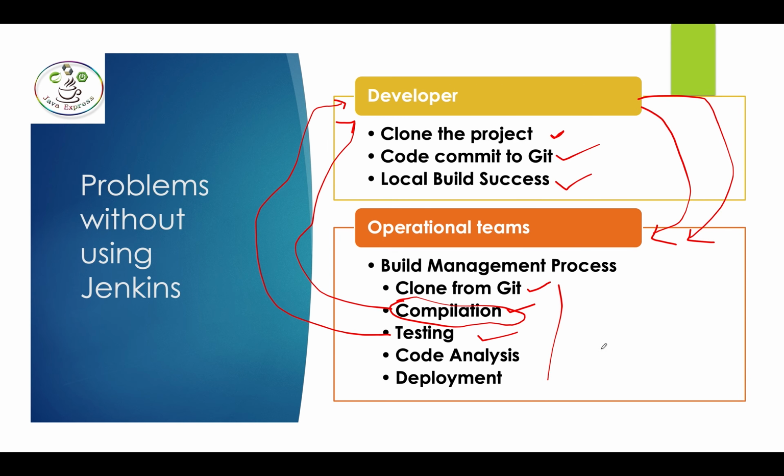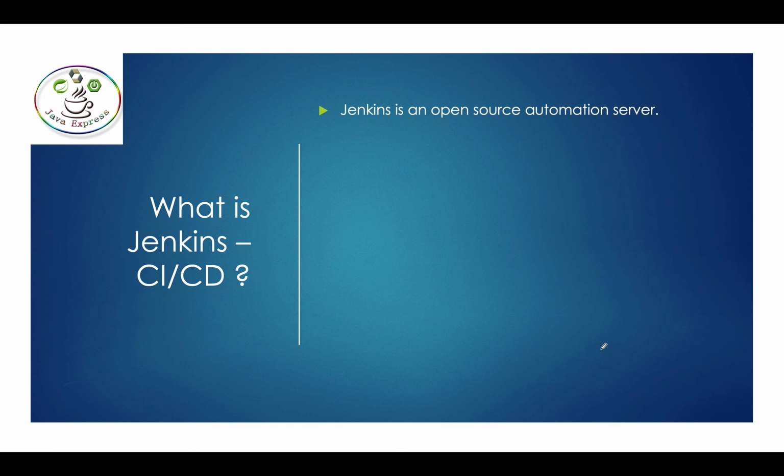Okay, now we'll come to the picture. Now why did Jenkins come into the picture? Okay, now what is Jenkins? Everyone knows it is CI/CD, continuous integration and continuous delivery. Okay, first point is Jenkins is an open source automation server. Why exactly? Whatever we are doing, your actions as a developer and operational role, the whole process we can automate. That's why Jenkins is an open source automation server.